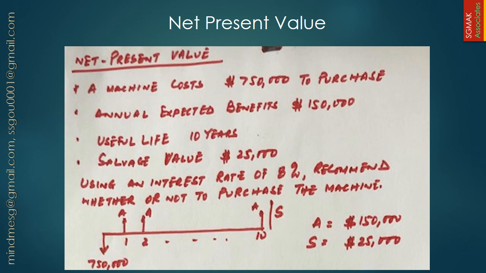If it's zero, then you didn't gain anything, you didn't lose anything, you're neutral. And if it's negative, of course, it's definitely a no, unless there's other consideration. Simply, the benefit didn't recover the cost.